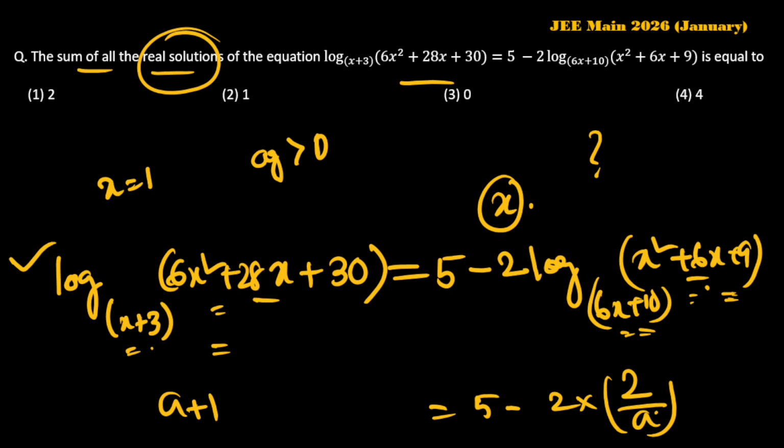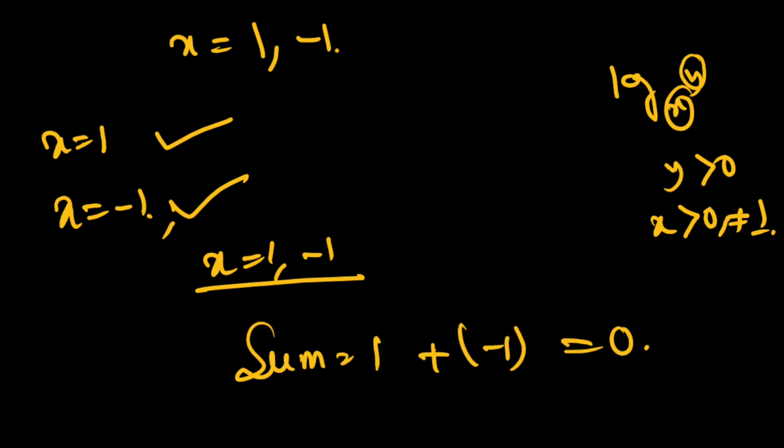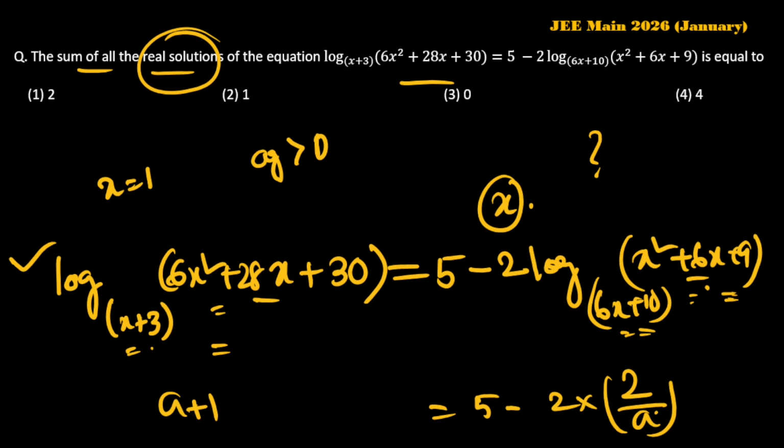So we got two solutions, that is x is equal to 1 and x is equal to minus 1. So the sum is 1 plus minus 1, that is equal to 0. So this is our correct answer, this is our desired answer. So therefore 0 is our solution. If you see the options, option 3 is the correct answer.